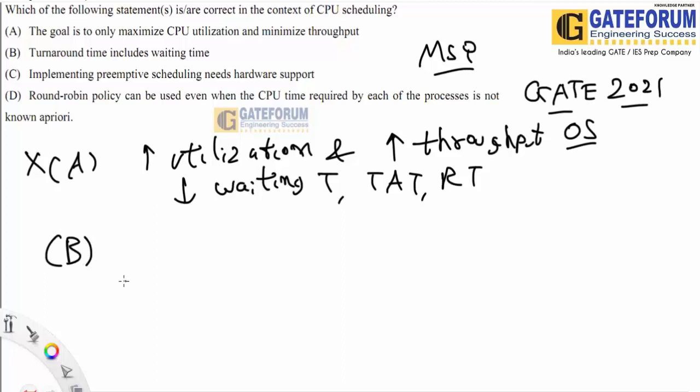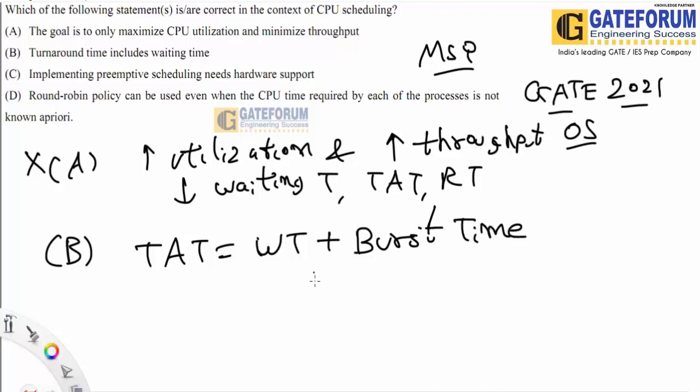Let's discuss the second. Turnaround time includes the waiting time. So this is correct. Turnaround time is basically, by definition, the combination of waiting time plus burst time, or execution time. So we can say the turnaround time includes the waiting time. That's completely correct, so your option B is correct.